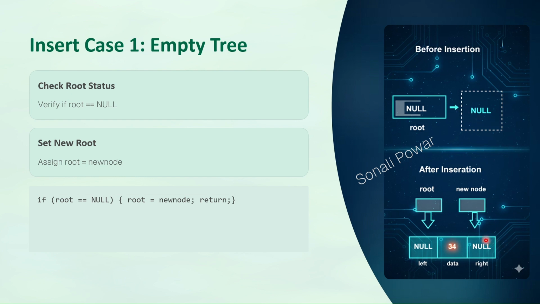Now you have created one node. The name of this node, or whoever is storing the address of that node, is new node, which stores the address. So I will say that this newly created node will become the root, as there is no other element.